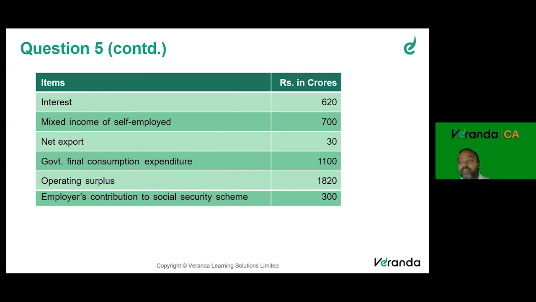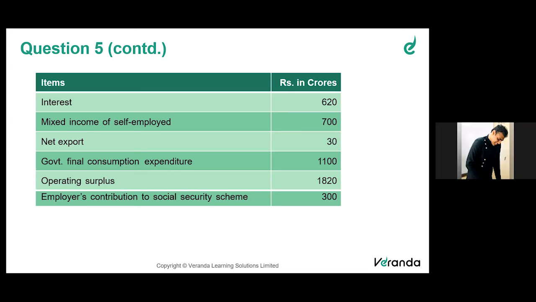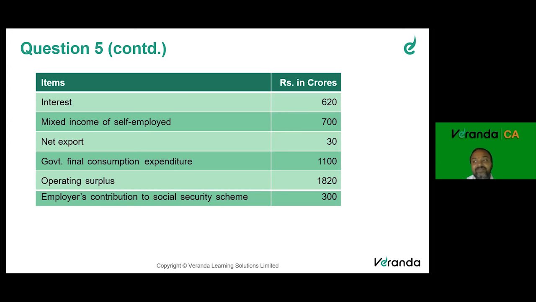Then comes operating surplus, 1,820 crores. Operating surplus means the excess of income over expenditure while doing an economic activity. Does this need to be considered in the income method, the expenditure method, or not at all? Income method. Yes, the income method. The answer is right. We have to consider that in the income method.